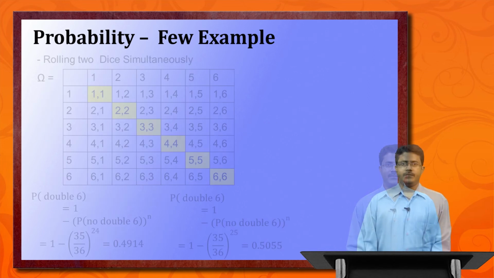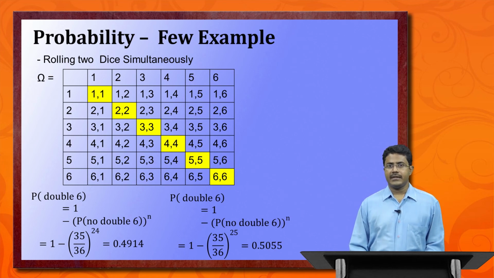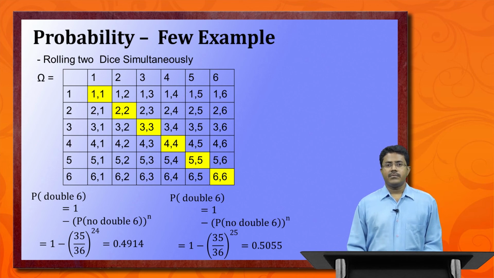Now we'll take another very interesting example, rolling 2 dice simultaneously. If we roll 2 dice simultaneously, this is the sample space, that is, there are 36 possibilities: 1 1, 1 2, and so on up to 6 6. Now we calculate the probability of getting 2 sixes in the 2 dice. So what is the probability of a double 6?